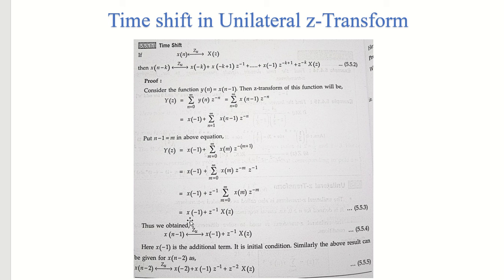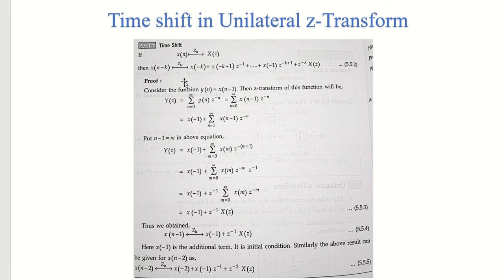So what did we obtain? We obtained the Z transform of x of n minus 1. And what did it come out to? It came out to x of minus 1 plus z inverse into X of z. Right. So if we add one more term, what will be the Z transform of it? Can you tell me? If instead of n minus 1 here, I use n minus 2, what will be the value? It will be x of minus 2 plus x of minus 1 into z inverse plus X of z into z raised to minus 2, right?